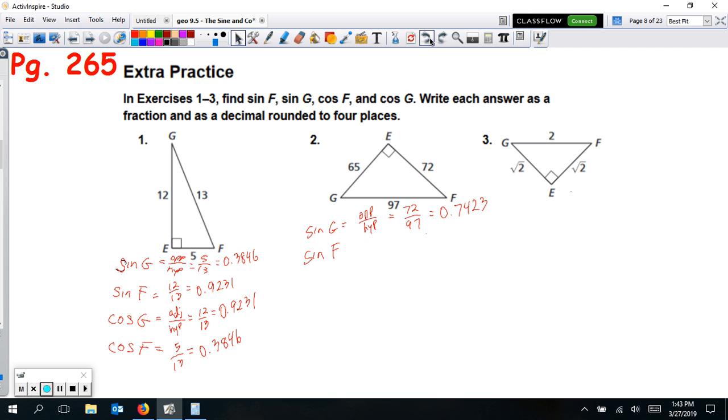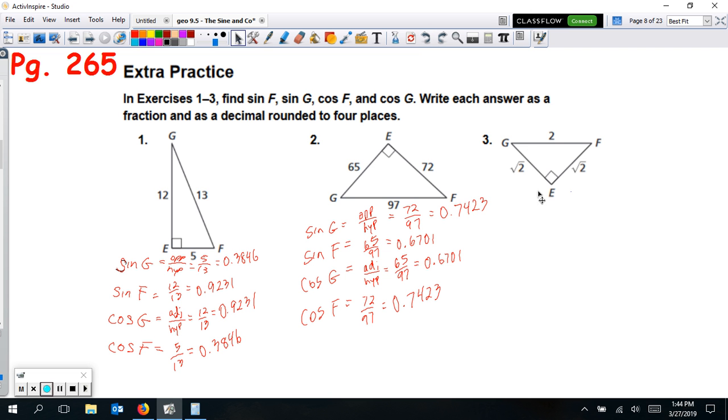And then the sine of f, same thing with the opposite over hypotenuse. We're going from f, so 65 over 97 this time. And we divide that one on the calculator, we will get 0.6701. And then doing the cosine of g, so cosine of g would be adjacent, that's the 65 over 97, so it's going to be the same as the sine of f. So 65 over 97, which is 0.6701. And then we're going to do the cosine of f. So adjacent to that 72, so that's the 72 over 97, it's the same as the sine of g. So 72 over 97 is that 0.7423.